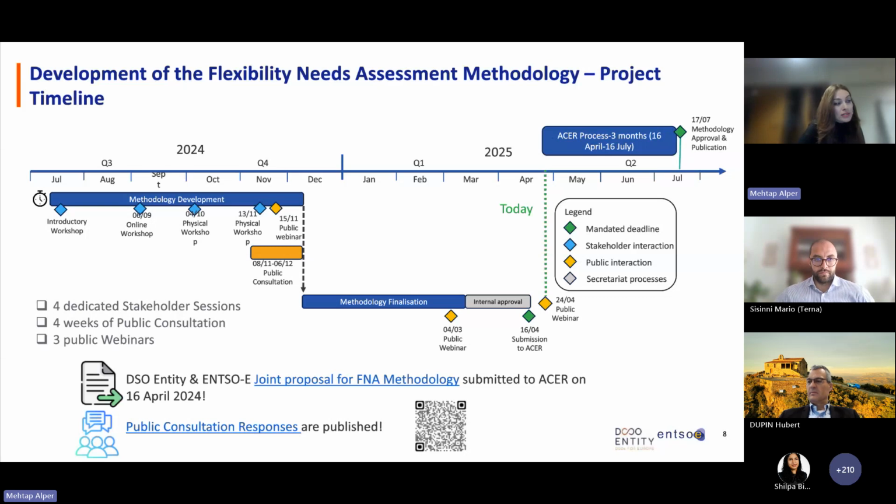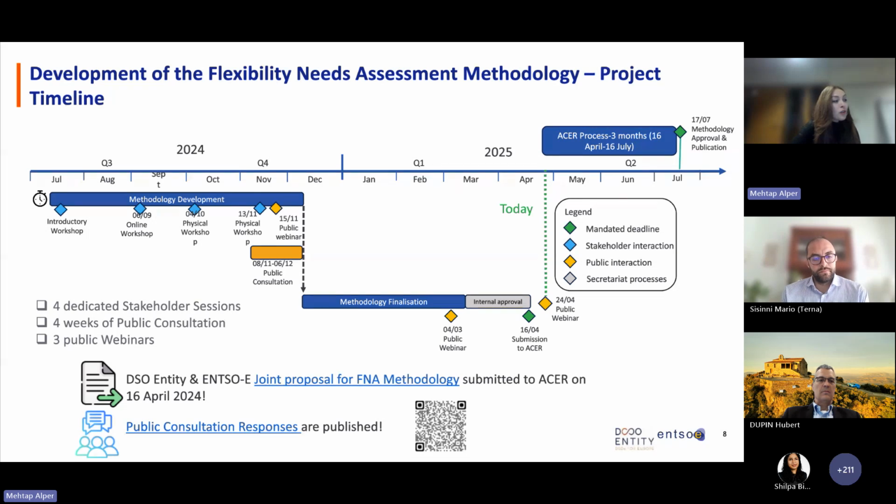Throughout the proposal development, we met with stakeholder group 4 times. These meetings provided valuable input from various stakeholders, which helped us to refine the methodology. Then just after these sessions, we also opened a 4-week public consultation. Both before and after this period, we organized 2 additional webinars, and this is the 3rd one. In our previous webinar, we also shared with you how we integrated the feedback received during the public consultation into the proposal and how we evaluated it.